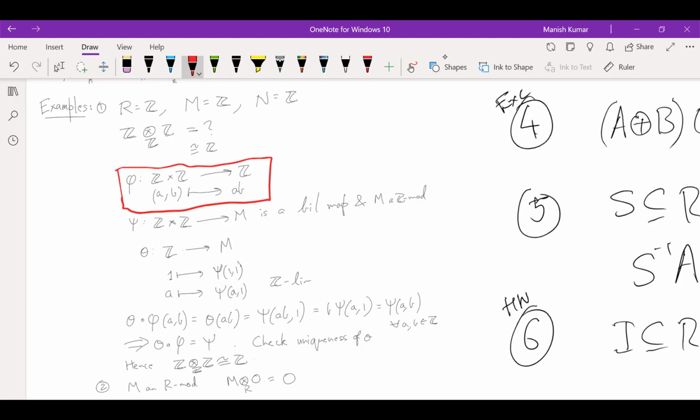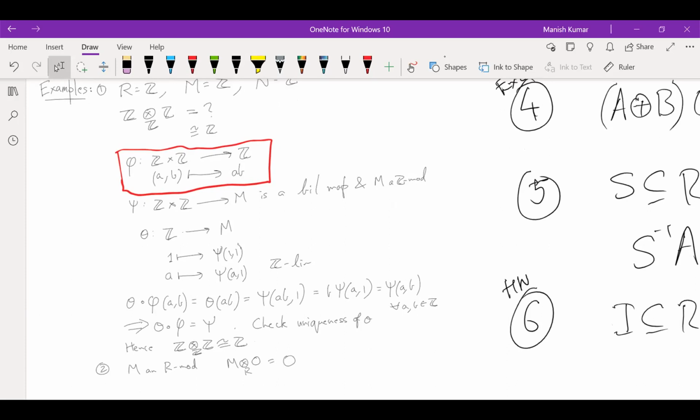And so you show that this satisfies the universal property. If C from Z cross Z to M is a bilinear map, then one can give a map from Z to M which will make this diagram commute. To give a map from Z to M, you just have to decide where 1 goes. So you have to make this diagram commute. Of course, phi of (1, 1) goes to 1. So you send 1 to phi of (1, 1).